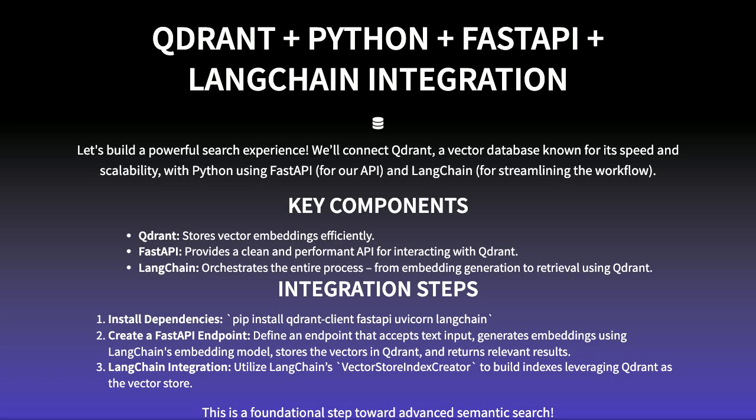Okay, let's dive into how we can combine Qdrant with Python, FastAPI, and LangChain to create really smart search. First, we'll need to set up our environment by installing the necessary packages: Qdrant client, FastAPI, Uvicorn as our server, and LangChain. Then we will build a simple API endpoint using FastAPI that takes text as input, turns it into embeddings using LangChain's embedding model, stores those embeddings in Qdrant, and finally returns relevant search results. LangChain's vector store index creator will be key to building indexes based on the Qdrant database.